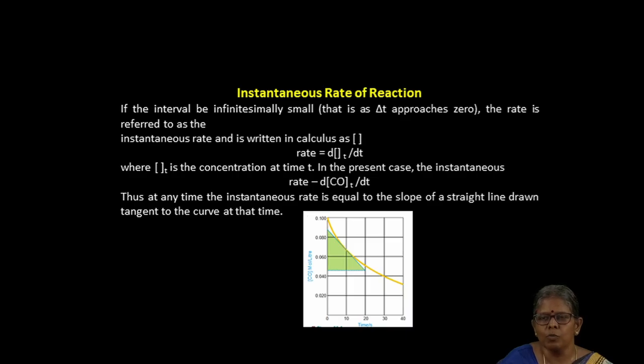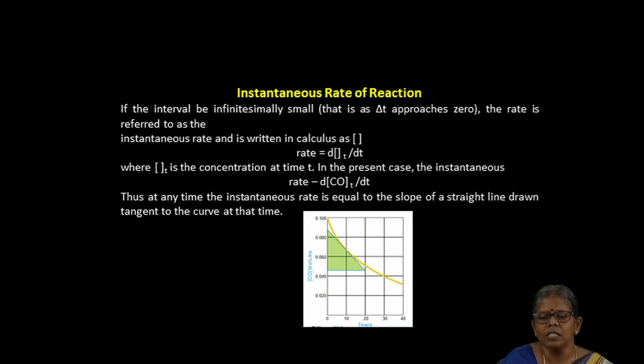For every small change, we measure the concentration and plot a graph. From that, as the concentration decreases, we draw a tangent. For that tangent, we take the slope. That slope value will give the accurate value of the rate of a reaction.